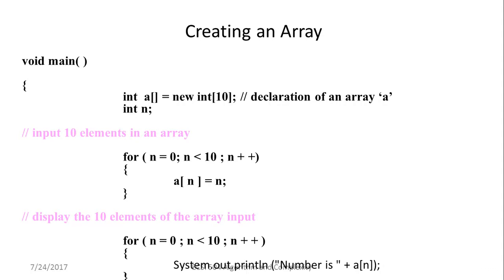Creating an array. So declaration of an array is shown in the first line. And input 10 elements of an array. We can use the for loop and do the iteration with the code shown with the for loop. n equals 0, n less than 10, n plus plus, and you assign the value for the array.